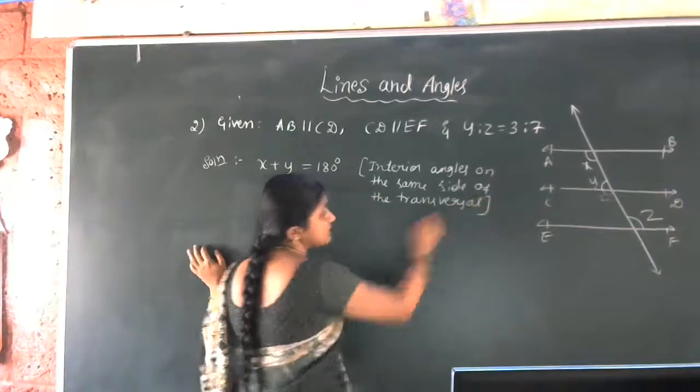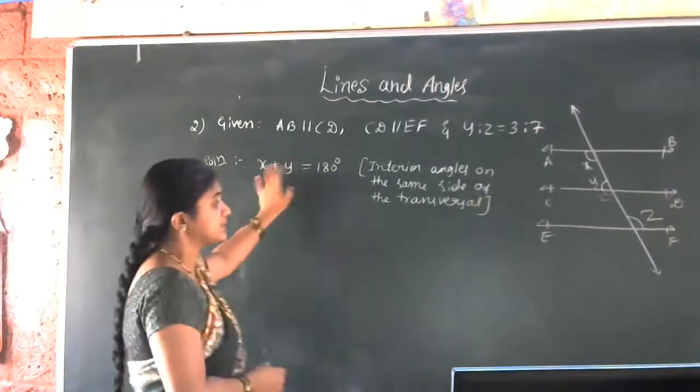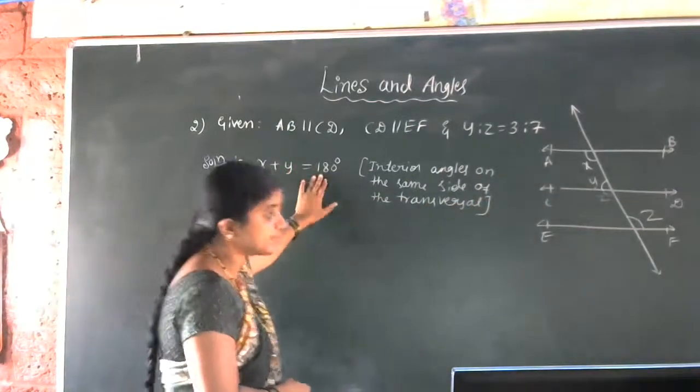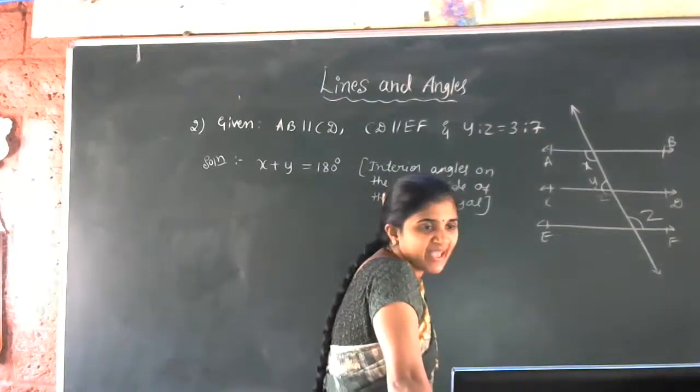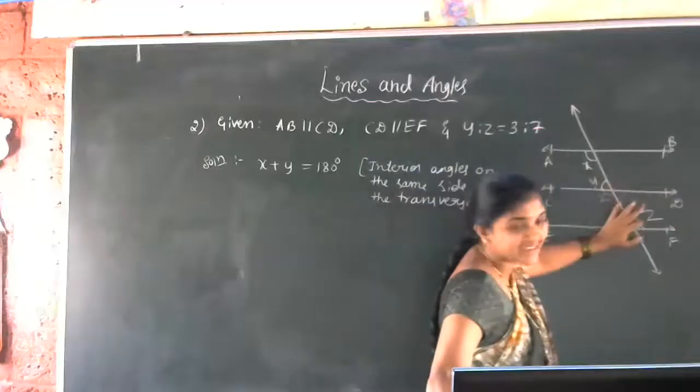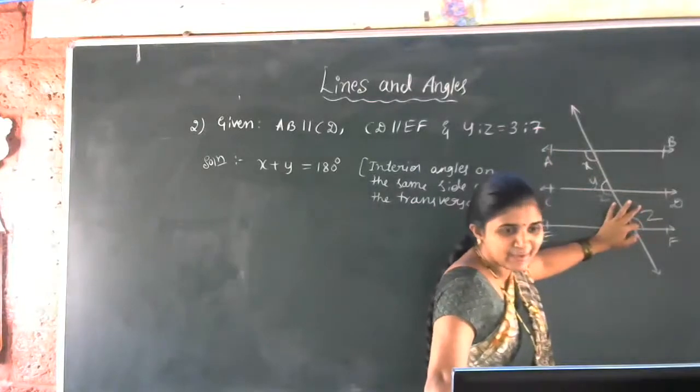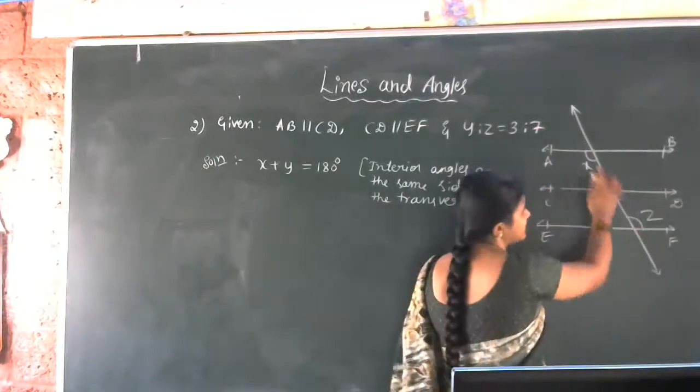Okay. Next, which concept can we use? X plus y is equal to 180 degrees. Then, which concept can we use? Angle X is equal to angle Z. No? Can I apply this one? Because here, are you observing the Z line?